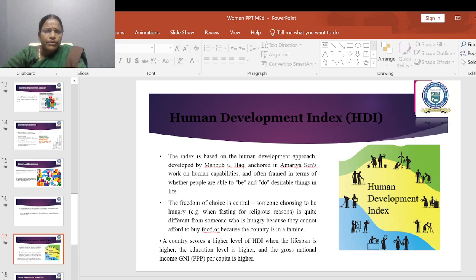Human development index. The index is based on the human development approach developed by Mahbub ul Haq, anchored in Amartya Sen's work on human capabilities and often framed in terms of whether people are able to be and do desirable things in life. The freedom of choice is at the center. Someone who chooses to be hungry is quite different from someone who is hungry because they cannot afford to buy food or because the country is in a famine. A country scores a higher level of human development index when the lifespan is higher, the education level is higher, and the gross national income per capita is higher.